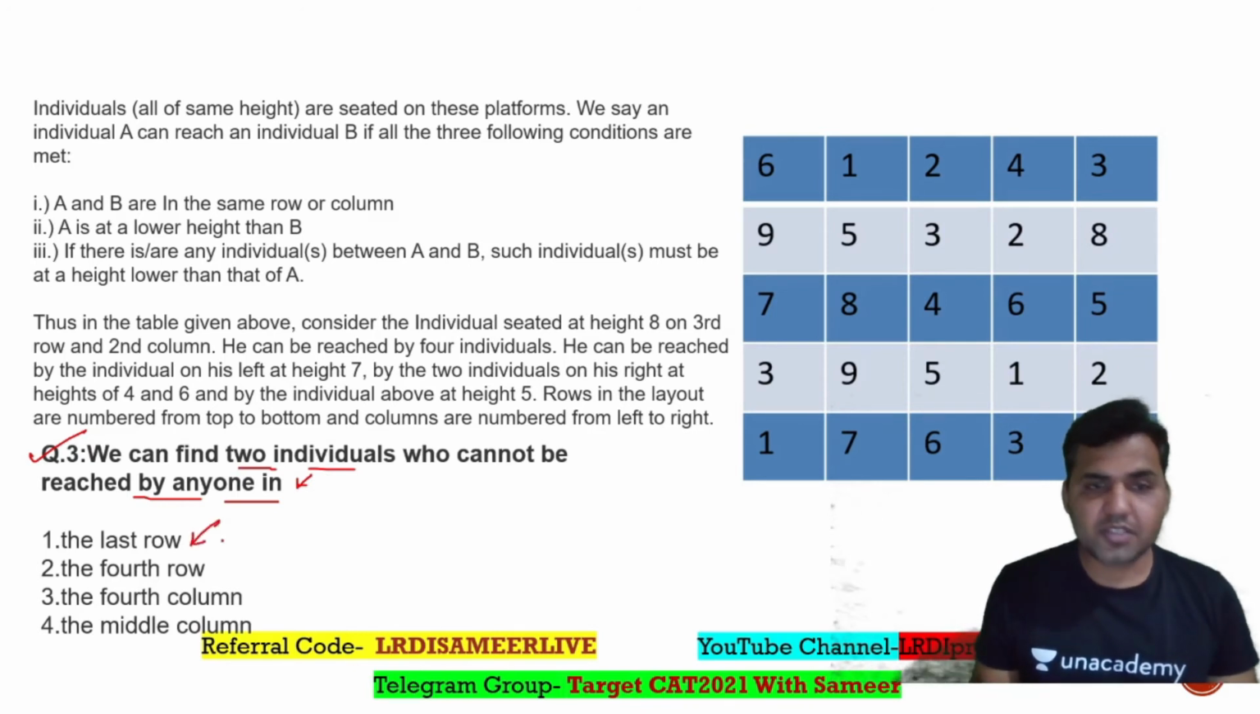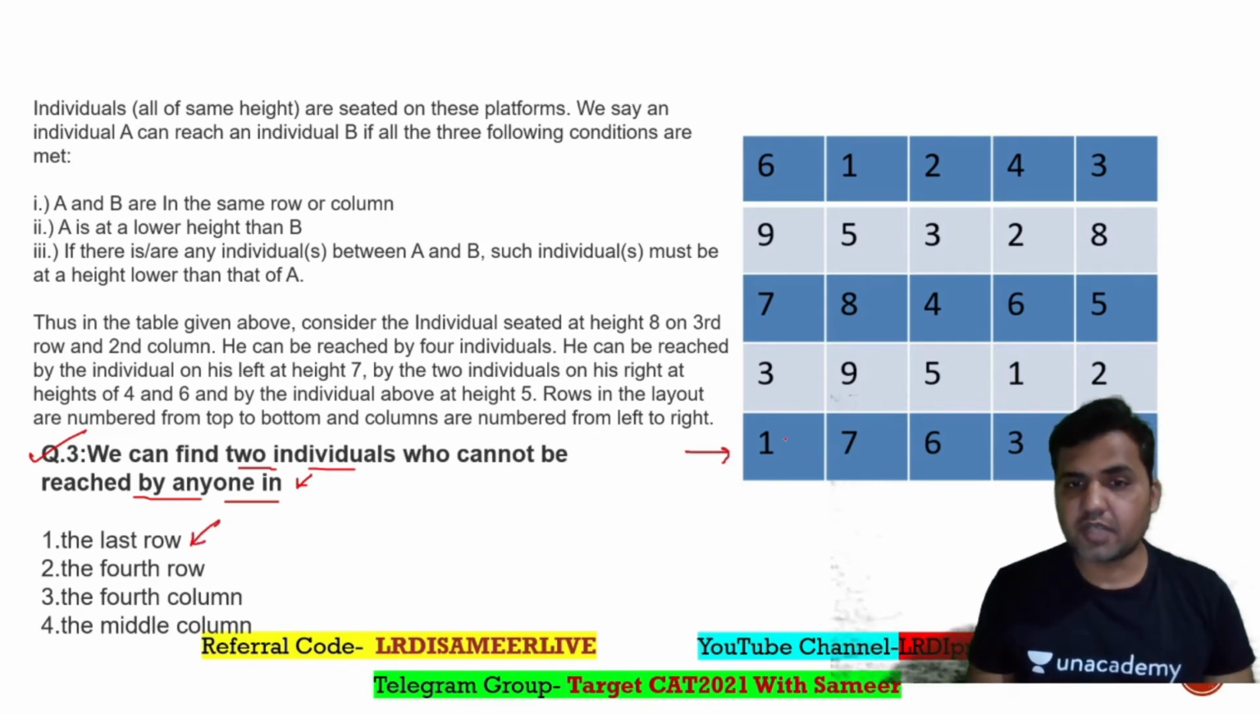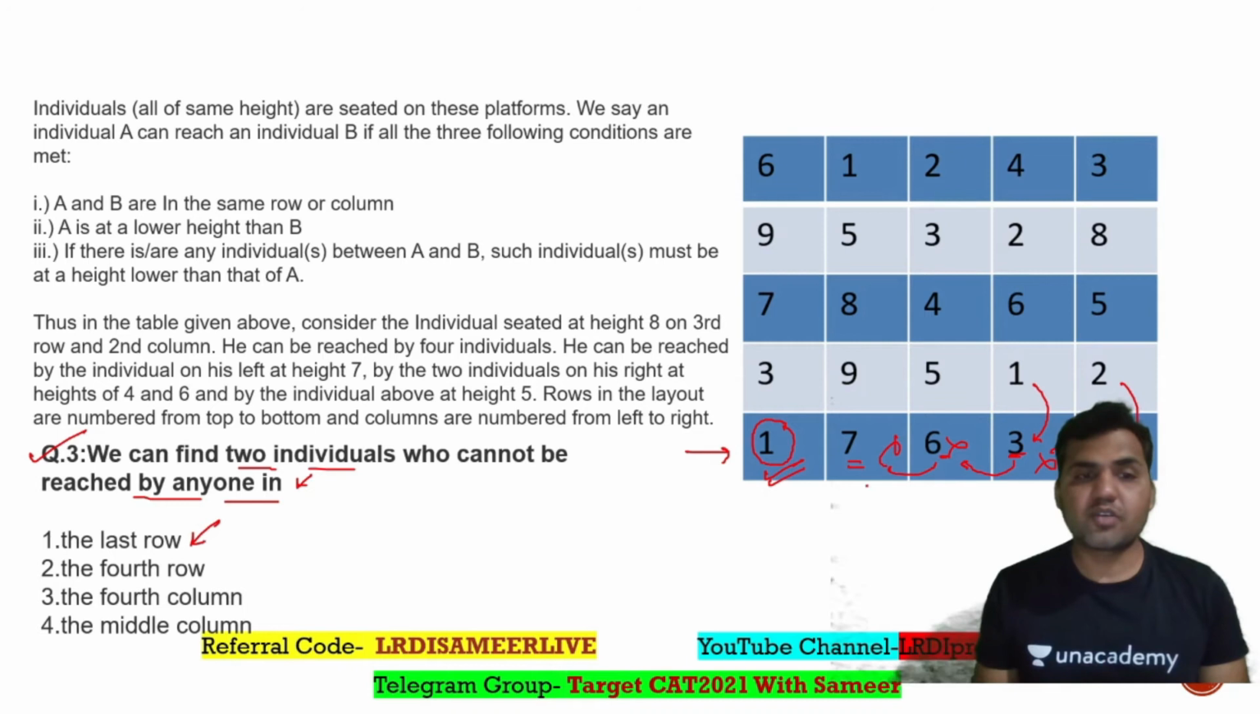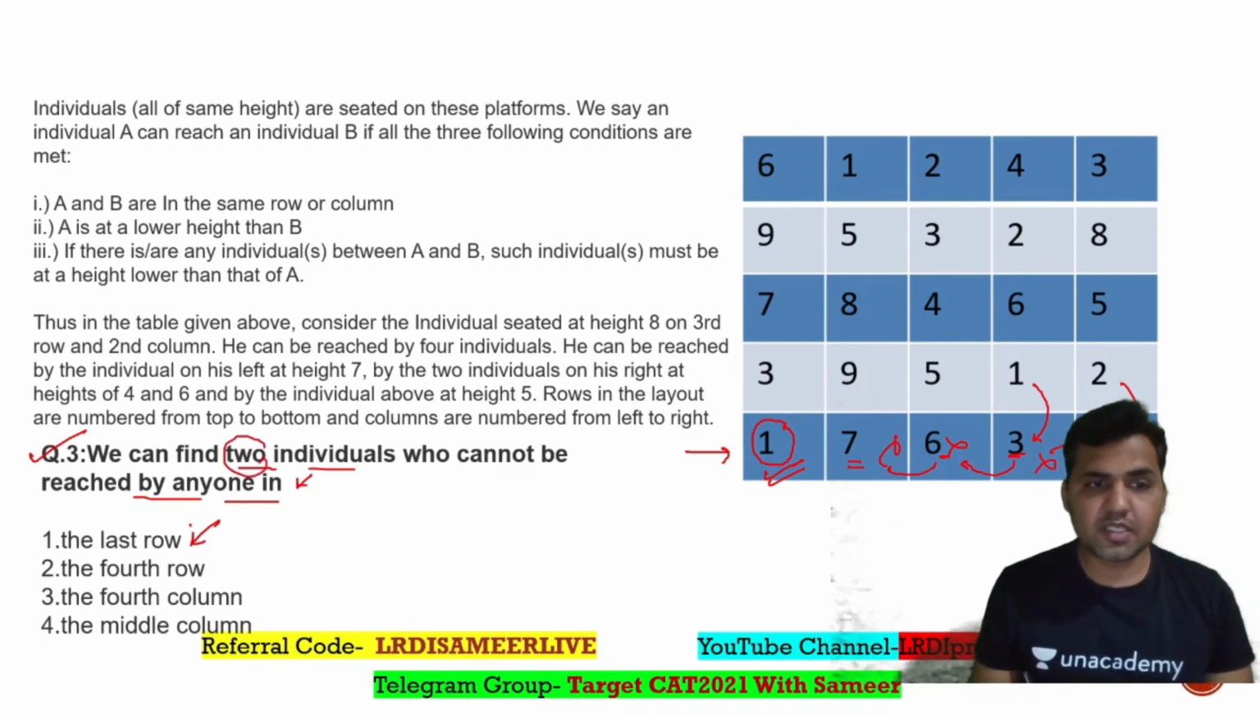If you look at the last row, this is the last row, right? You see that 1 cannot be approached by anyone, so this is 1 individual. 7 can be approached by 6. 6 can be approached by 3, so this cannot be part of the answer. 3 here can be approached by 1, right? 9 here can be approached by all of these 3 people, right? So in the last row we do not have 2 individuals, so this is eliminated.